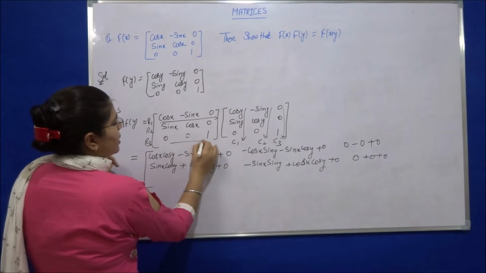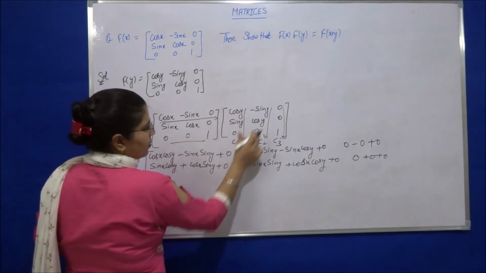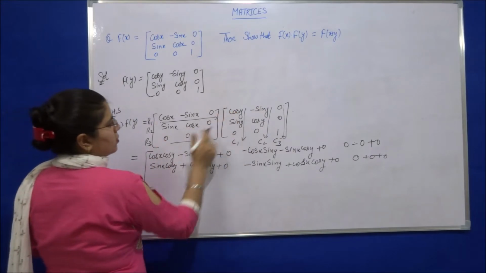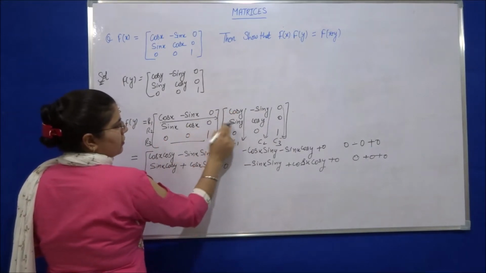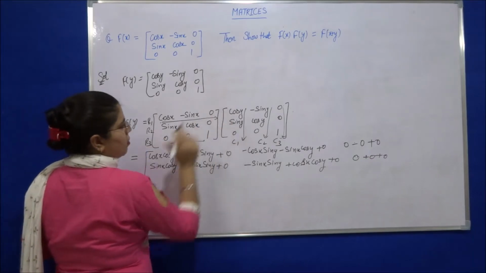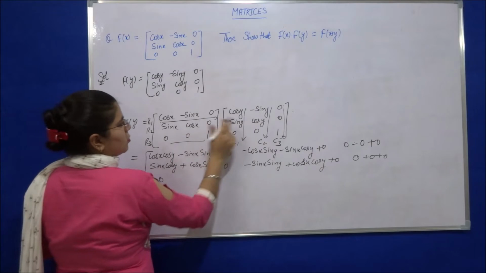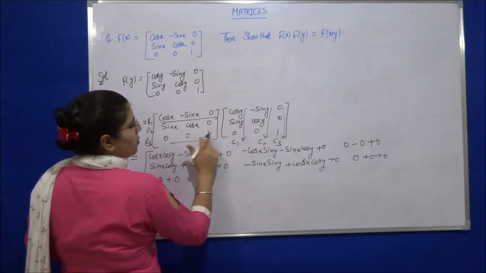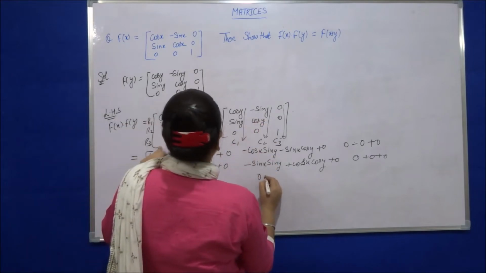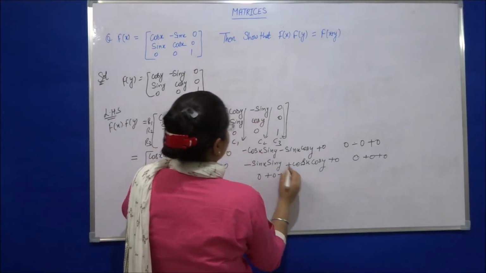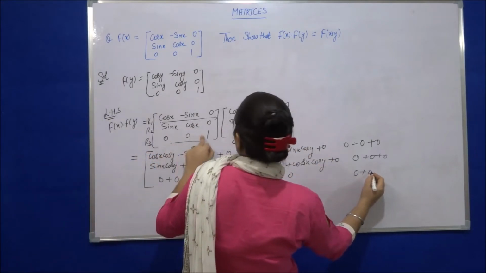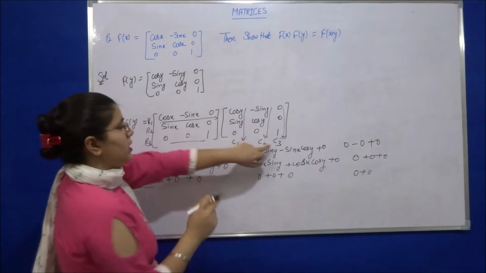Now we will expand R3, which will multiply with column 1, column 2 and column 3. First of all, 0 multiplied by cos y will be 0, 0 multiplied by sin y will be 0, 1 multiplied by 0 will be 0. Now 0, 0, 0. Again 0 multiplied by 0 will be 0, 0, and 1 multiplied by 1 will be 1.